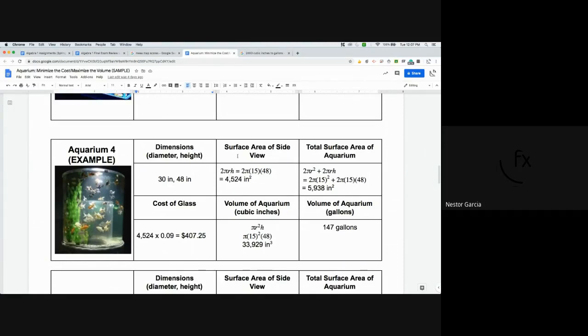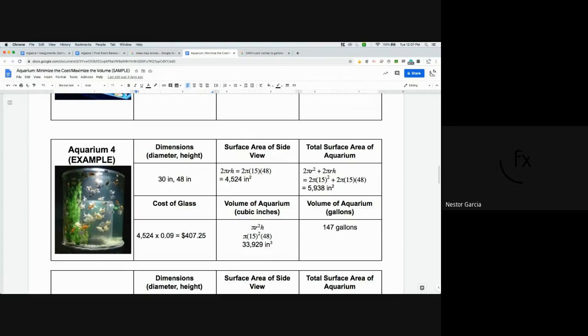What you have to know is that to find the surface area of the side view, which in this case is the whole distance around the cylinder-shaped aquarium, you have to think about that aquarium. If we can take that aquarium, slice it down, and unravel it, open it out flat into a two-dimensional piece.